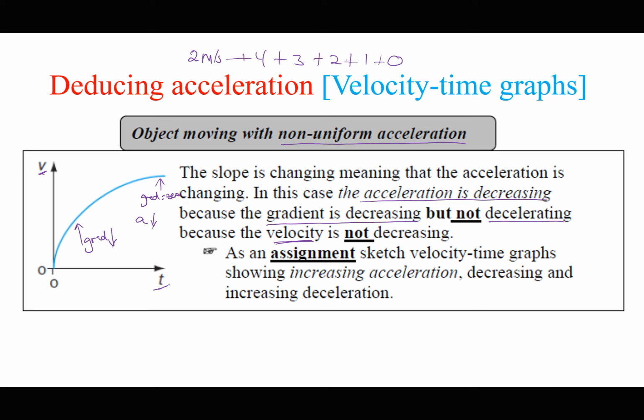As an assignment, sketch a velocity time graph showing increasing acceleration. I think this one is easy. So a graph of velocity against time for increasing acceleration is just going to be the opposite of this one here. Because this was becoming horizontal for decreasing acceleration, the other one should be becoming vertical for increasing acceleration.